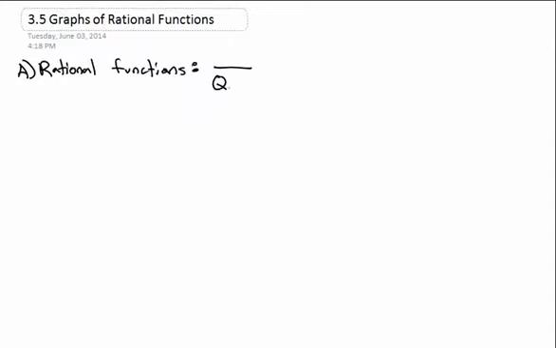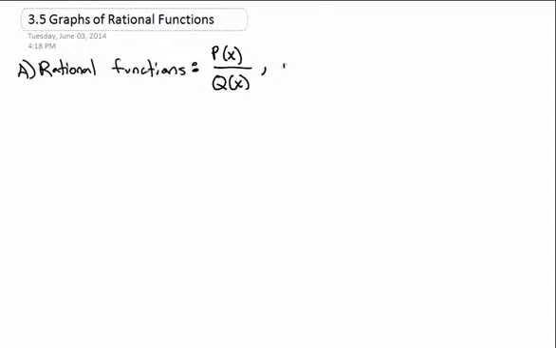Section 3.5 takes a look at how we can graph rational functions. We've already graphed reciprocal functions, which are a special type of rational function. But when we're graphing rational functions, this means instead of graphing functions with something in the bottom, q of x, like we did with reciprocals, and a 1 on top, now we're going to see a p of x, or a function in the numerator, as well.